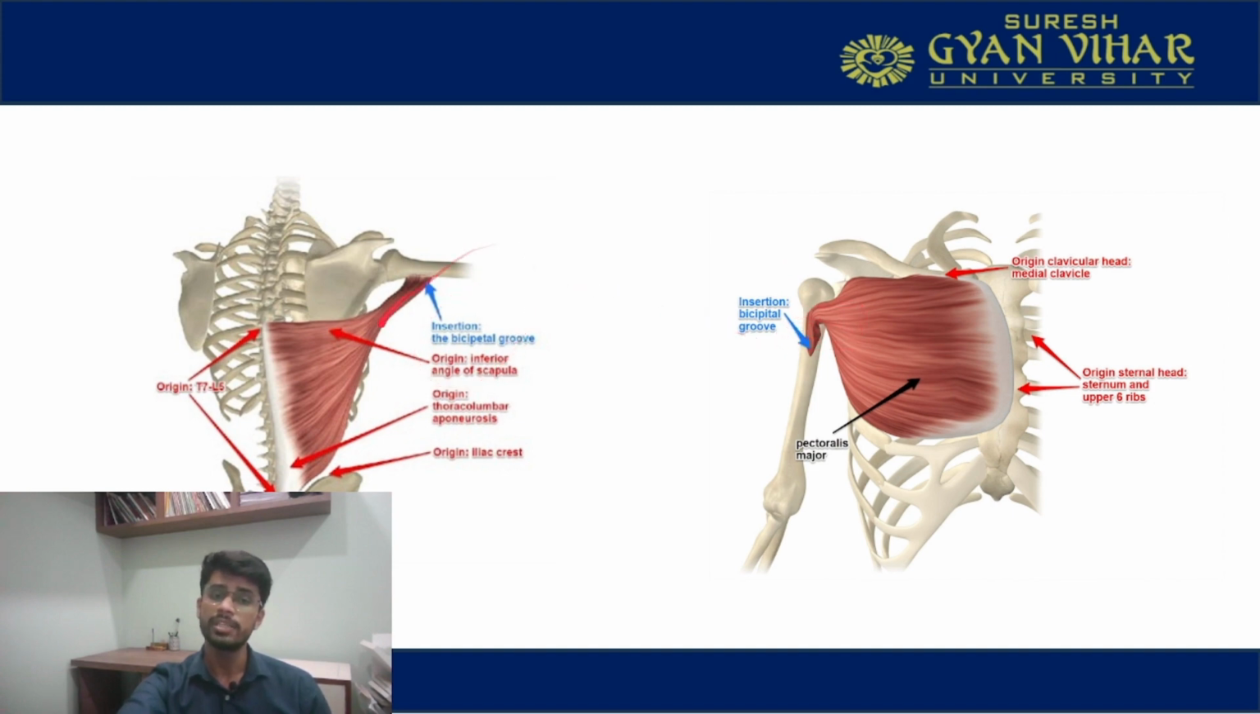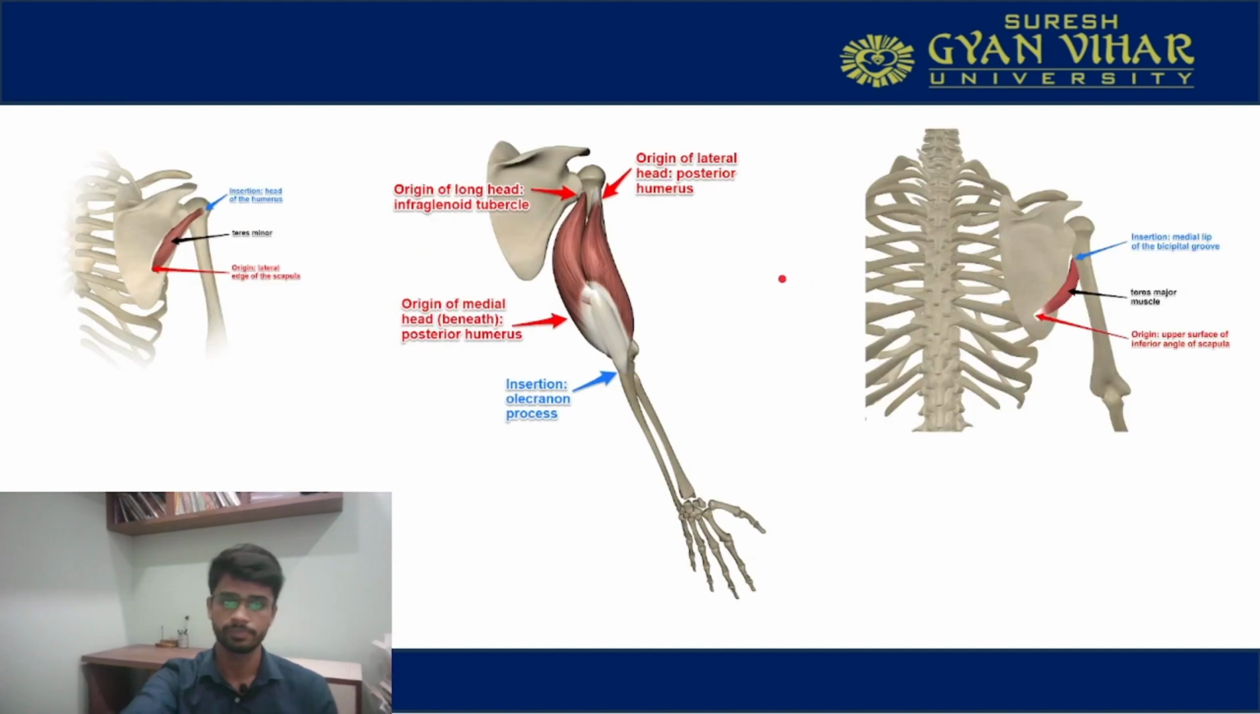Your latissimus dorsi gets inserted at the floor of the bicipital groove, I'm so sorry, and your pectoralis major gets inserted at the lateral lip of the bicipital groove. And this is the lady between 2 majors, which means that the latissimus dorsi is between 2 majors, that is your pectoralis major and teres major muscle.